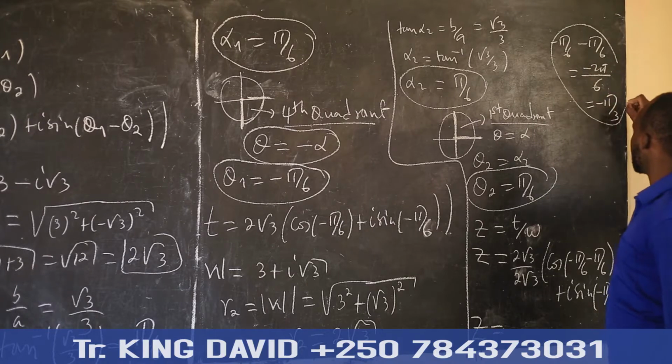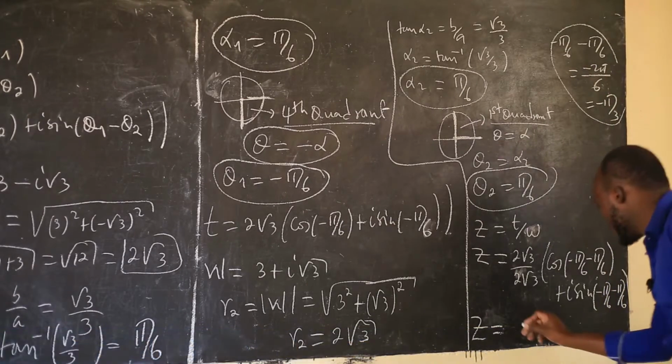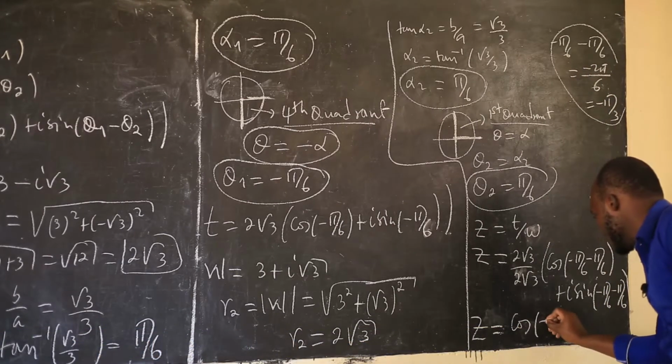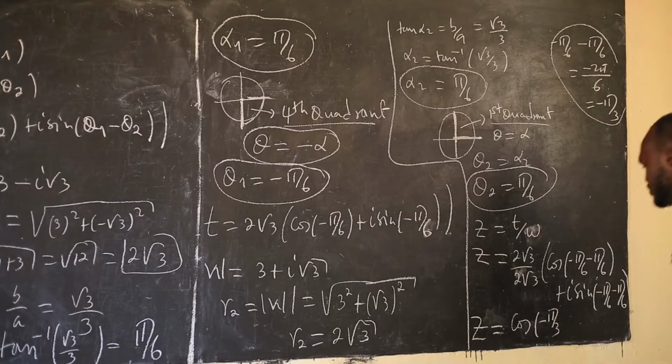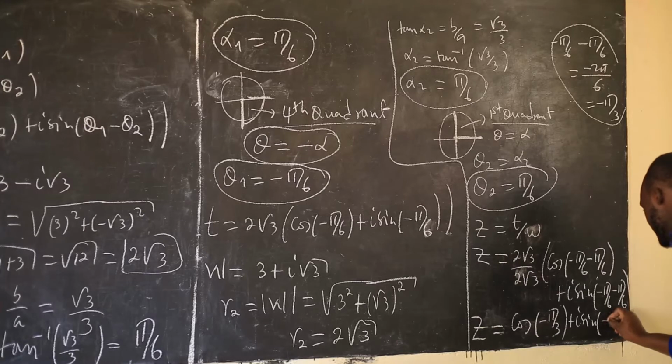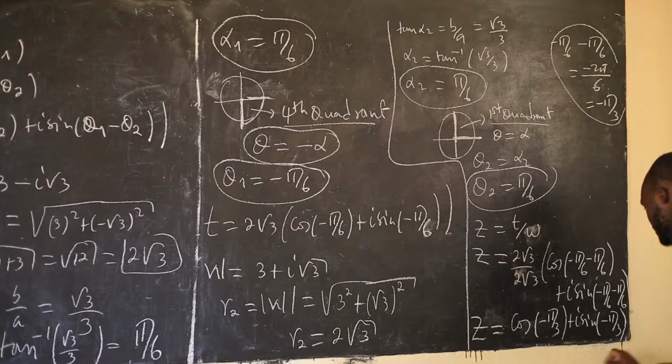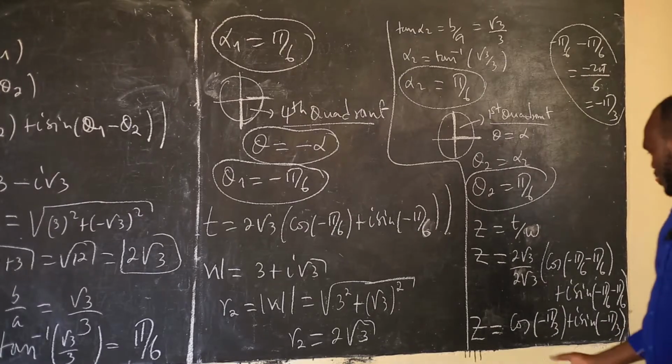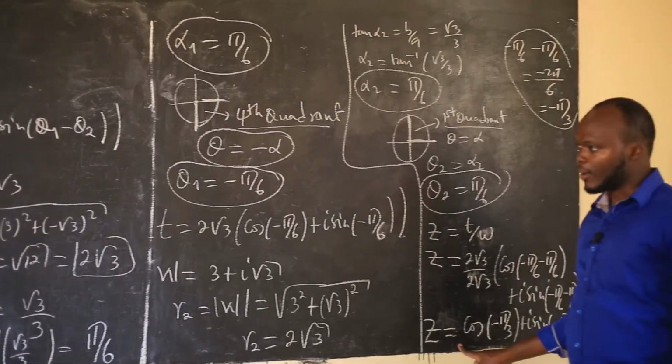So it will be cos of negative pi over 3 plus i sine negative pi over 3. So this is Z in the polar form.